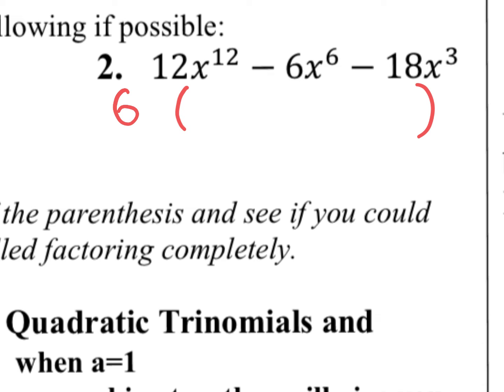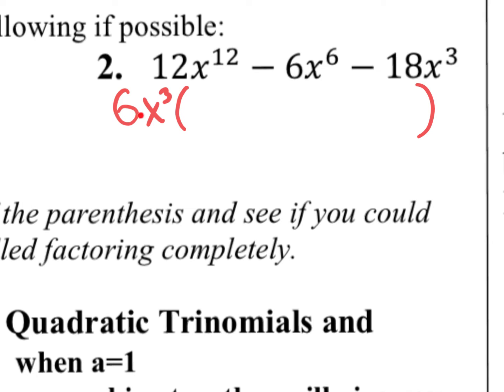The maximum amount of x I could pull out is x to the third. So the GCF is 6x to the third. Now, yes, you could have pulled out a 2x to the third. You could have pulled out a 3x. I mean, all these other common factors, yes. But you want to go for the greatest common factor. And the GCF is 6x to the third.